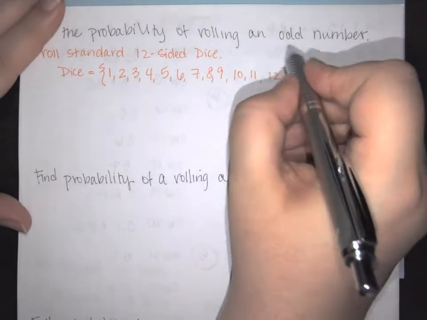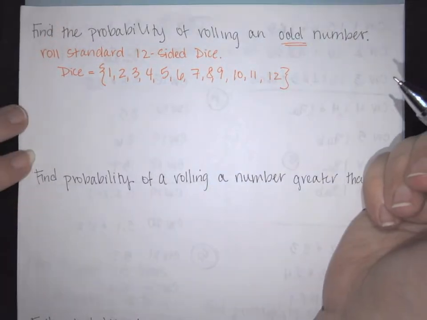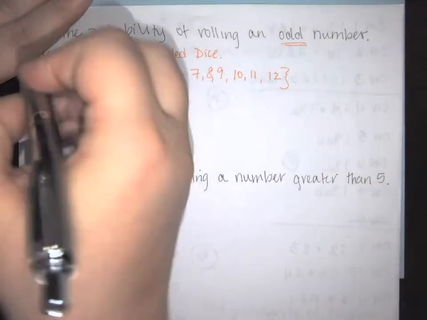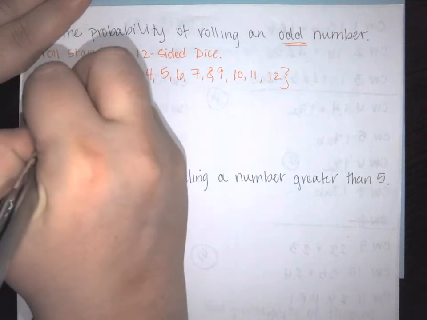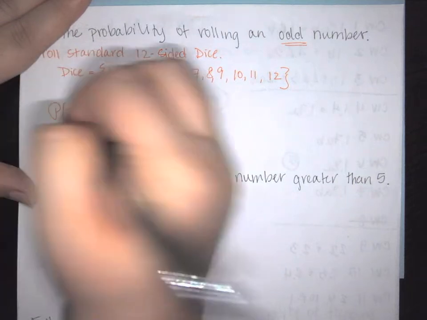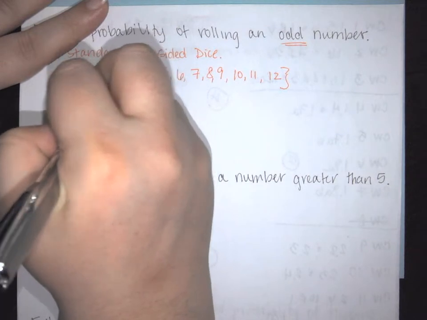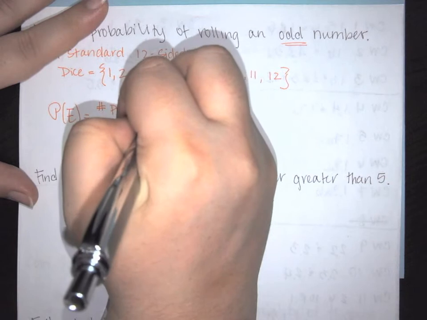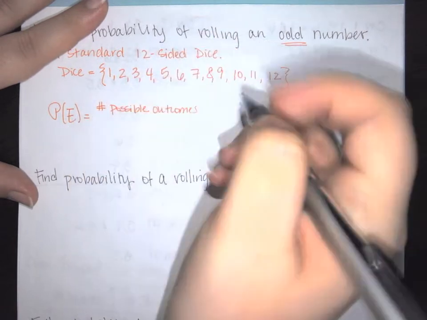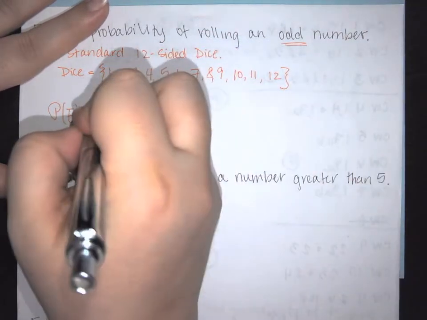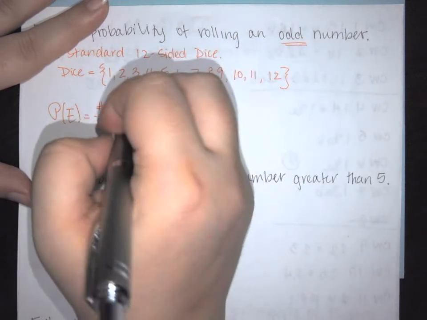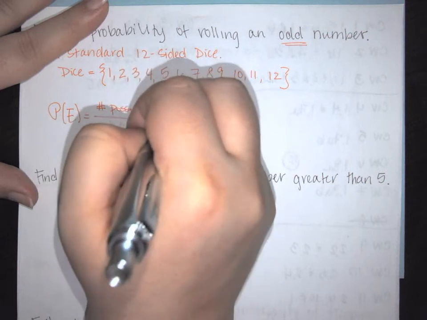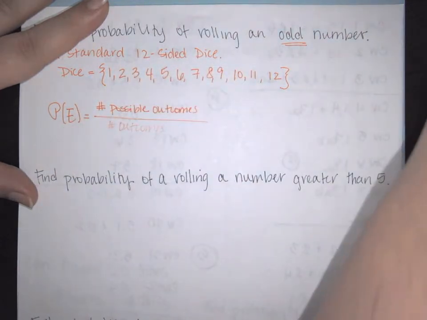So if we want to know an odd number, then essentially we are looking at classical probability. Your classical probability is the probability that an event occurs, and that is going to be the number of possible outcomes in your event over the number of outcomes in your sample size.